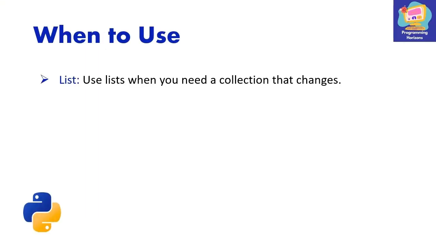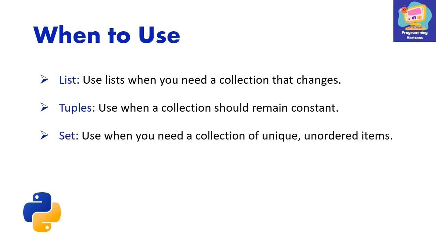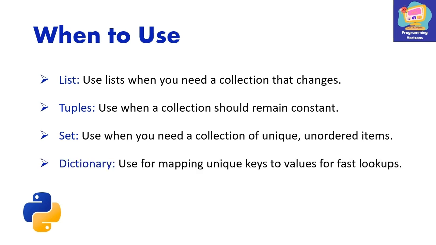In summary, use a list when your collection of items requires changes over time. Use a tuple when your collection of items should remain constant and does not require any values to be updated. Use a set when you need a collection of unique unordered items, and use a dictionary for mapping unique keys to values for fast lookups.